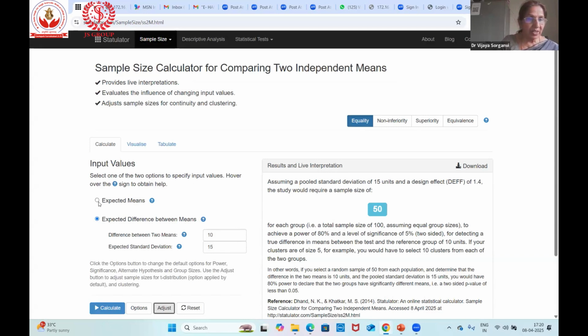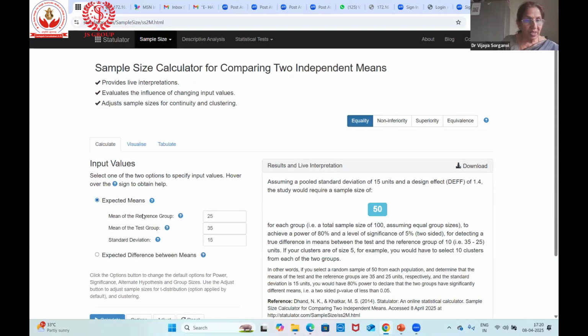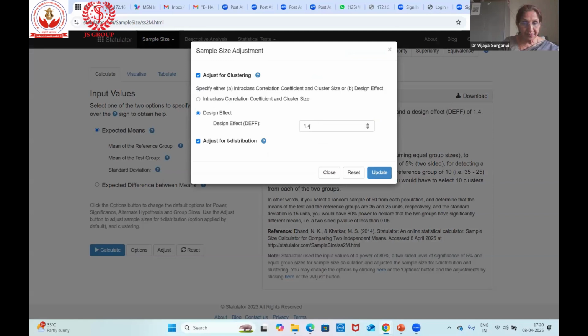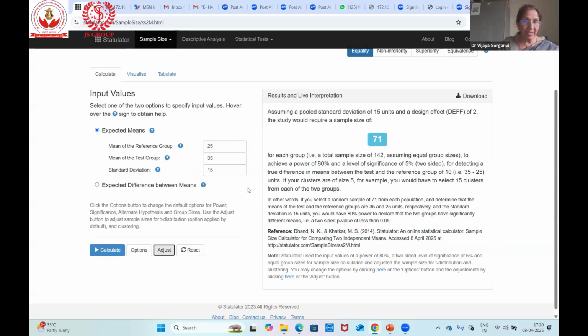Instead of that, you can use expected means also. So here we give the mean of two groups, but a common standard deviation. Common standard deviation we give here. That is, add two standard deviations, divide it by 2. That is the average standard deviation that can be used here. The mean difference we will not calculate. We give the actual mean of two groups, pooled standard deviation, and calculate. It gives 50 because adjustment is there. Okay. 71.